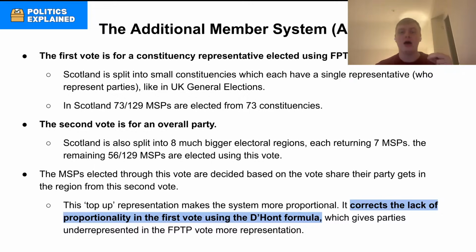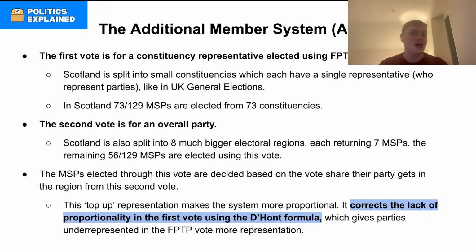And that's the top-up element. Firstly, it makes it more proportional because it's based on overall vote share rather than being like first past the post. But crucially, this second vote uses the d'Hondt formula to correct the lack of proportionality in the first vote. As we know, one of the key drawbacks of first past the post is that it's not very proportional. The aim of the additional member system is to introduce a second vote, which can then correct it.